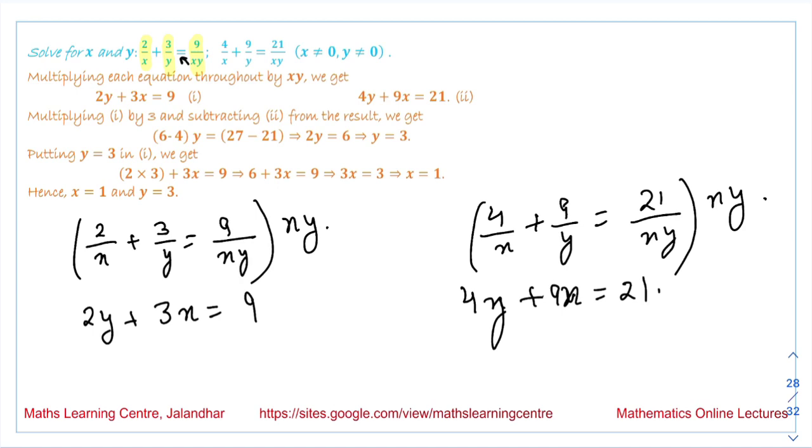So we have two equations now. One is 3x plus 2y equal to 9, and the second is 9x plus 4y is equal to 21.